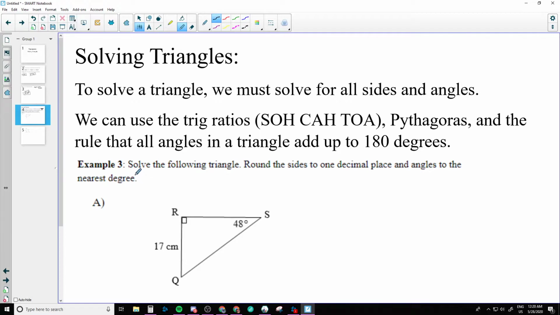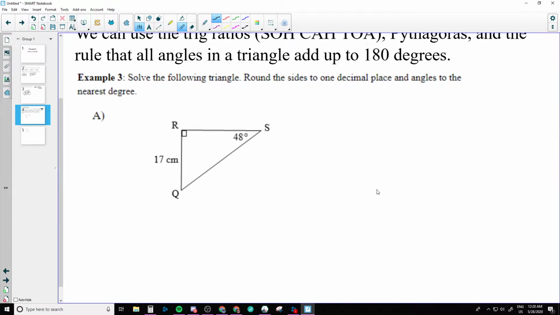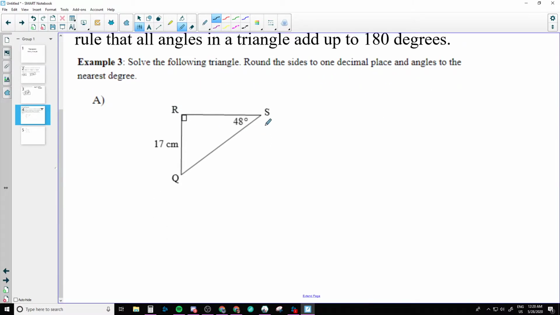So for this one, we have to solve for the following triangle. It wants sides to one decimal place and angles to the nearest degree. So here we have a reference angle of 48 degrees, and we have its opposite side. So we can either solve for the adjacent side, or we can solve for the hypotenuse. In this case, I'm going to use sine, and I'm going to solve for the hypotenuse.